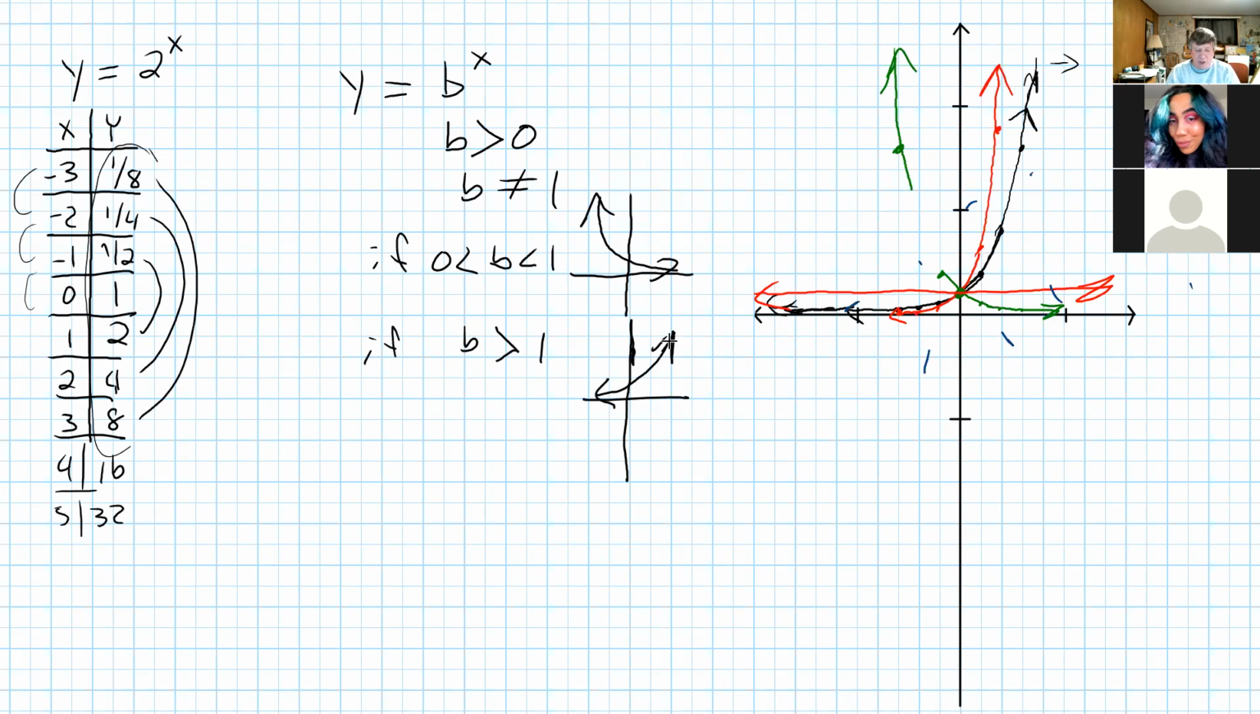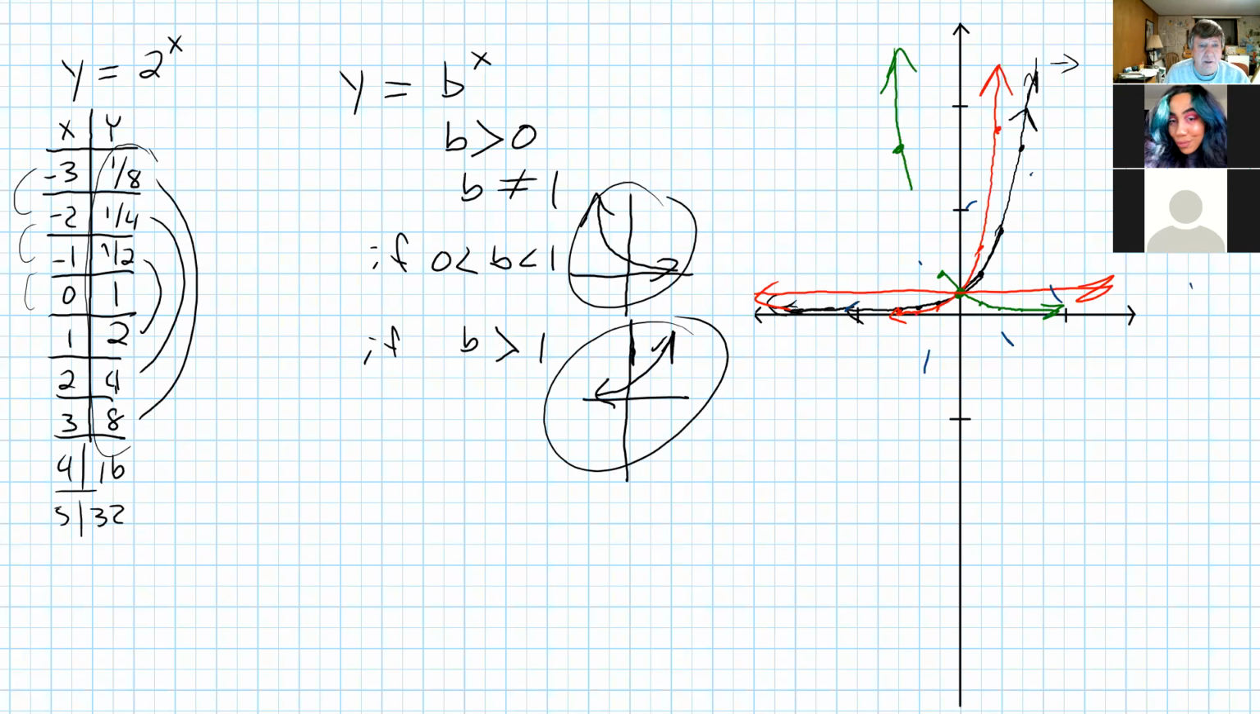That's just kind of a general summary of what we're talking about. So the base has to be positive, greater than 0, but it can't equal 1 because then we get this thing that's flipping all over the place. If the base is between 0 and 1, it decreases over its entire domain. If the base is greater than 1, it increases over its entire domain. Okay?